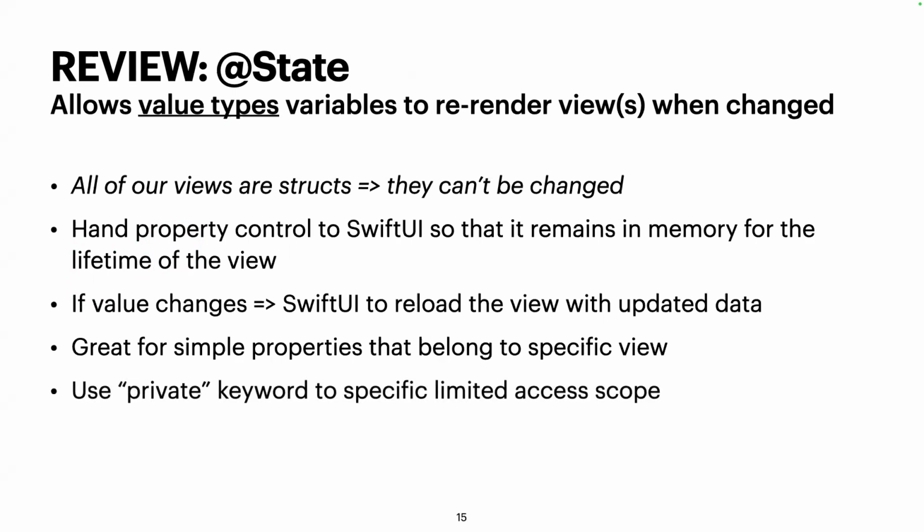A good common practice is to use the private keyword to limit the access scope for those @State variables. They're only concerned with the view itself, right? No other view needs to know about the variable that concerns showing the sheet for my list view. So if you do @State private var, whatever your variable name is, then that variable is only locked into that view. No other views can modify or read that variable. So that's a good common practice. And again, it declares a value type as a source of truth, the original location of the data.